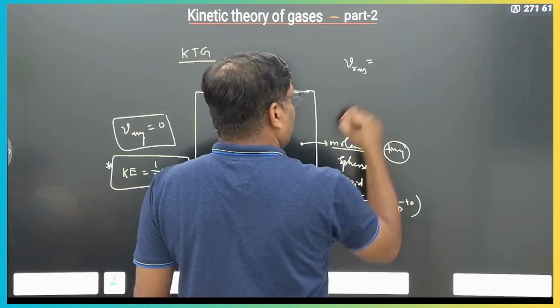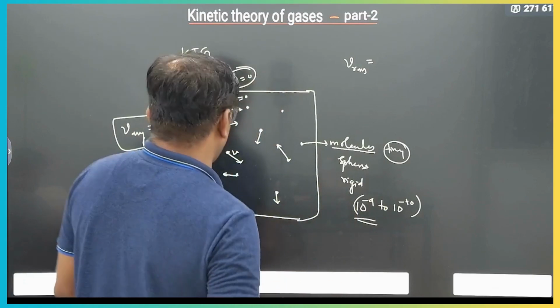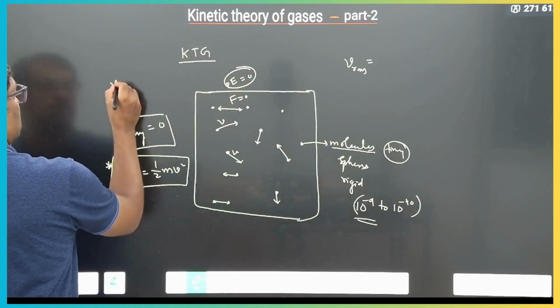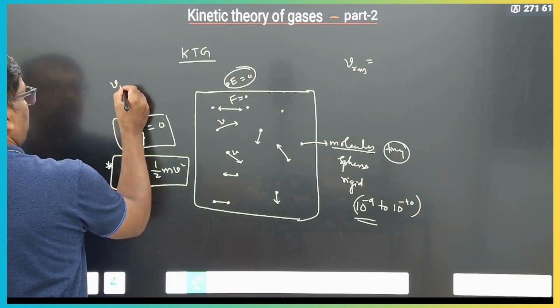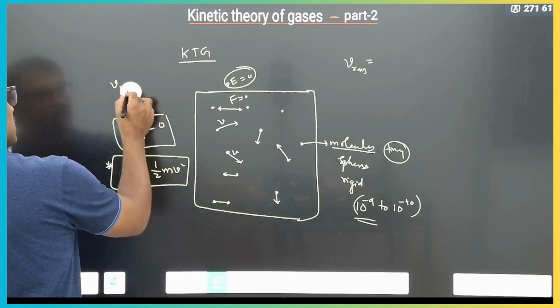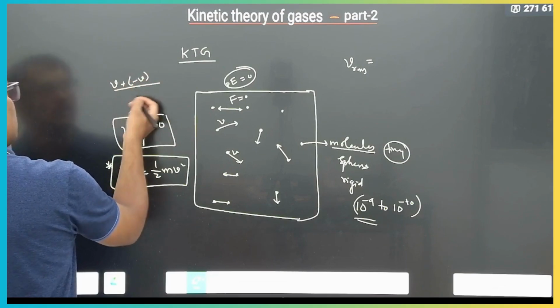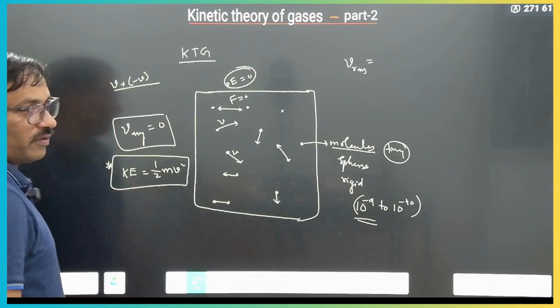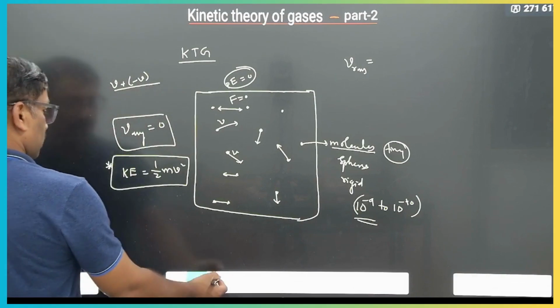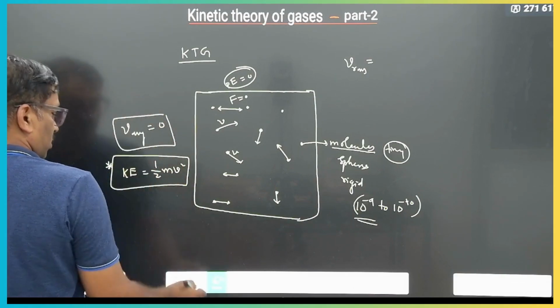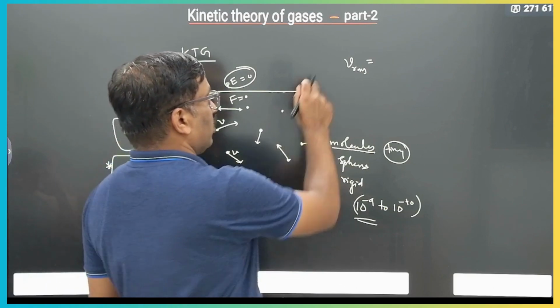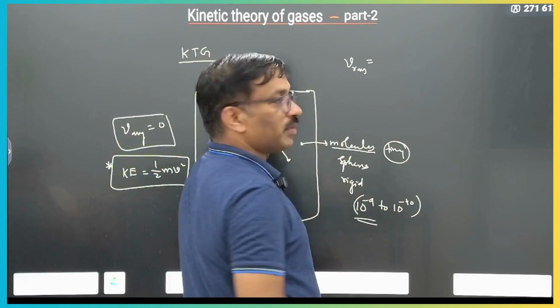Root mean square. Why do we have to write it now as root mean square? See, average speed means one molecule has one speed, and another gas molecule will have the same speed in the opposite direction. Therefore, the net velocity becomes 0. In order to overcome this, we will use the RMS speed.